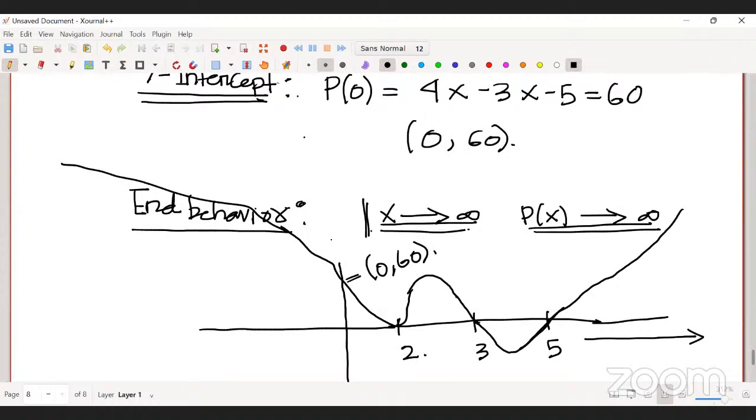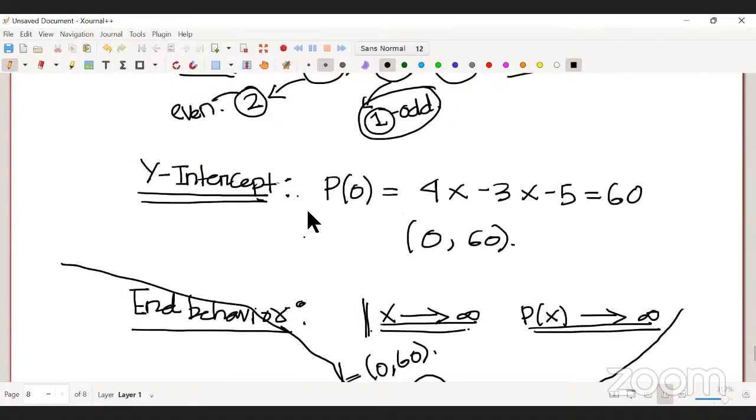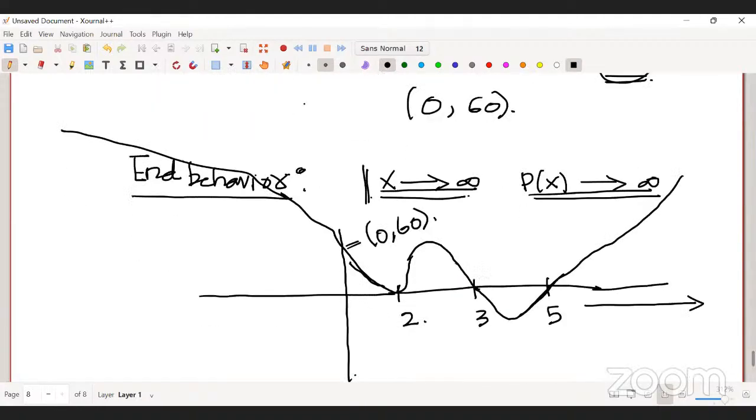So here the multiplicity of 2 is even, right? So it will bounce back and it will cross the y-axis somewhere, right? Yeah. So to compute the point where this curve will cross the y-axis, we have computed this y-intercept, right? So the y-intercept is 60, right? At x equal to 0, the value of the polynomial is 60. So that is what we are getting here. So it will cross this point. Okay, got it, sir. Thank you.